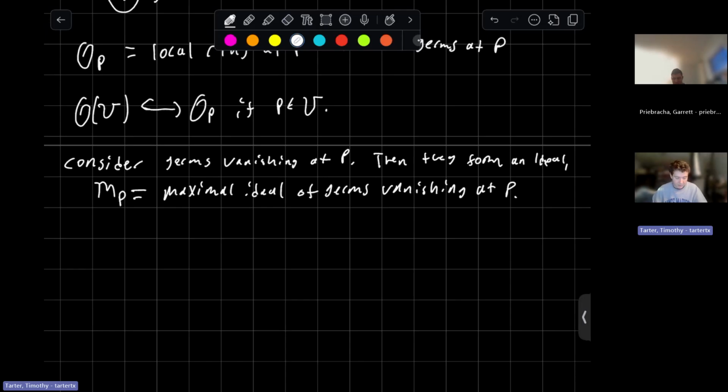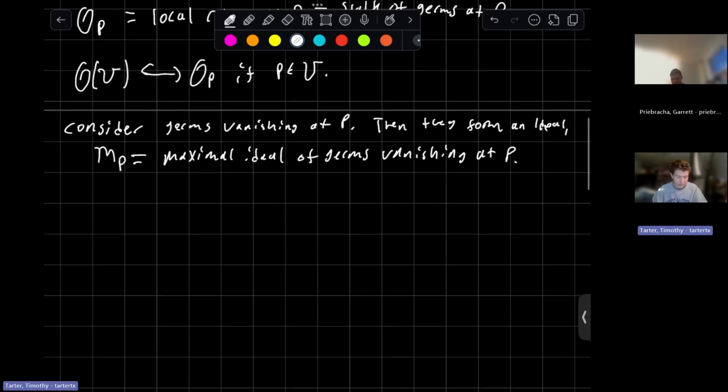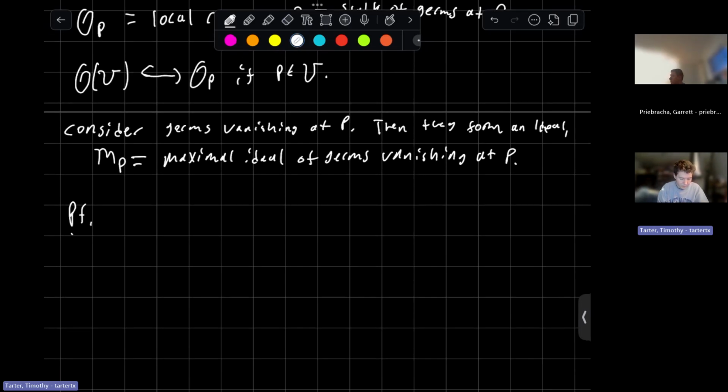And we check that the ideal is maximal, not by doing anything constructive, but by showing that the quotient ring is a field, right? So proof: O_P quotient M_P should be isomorphic to R. And let's figure out why, because he just kind of says proof by commutative diagram.